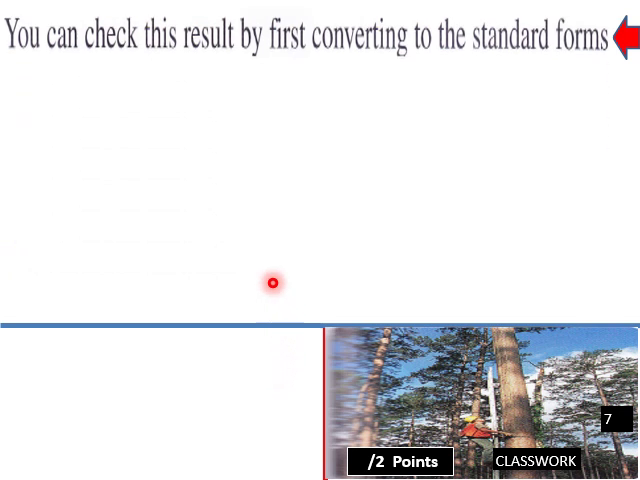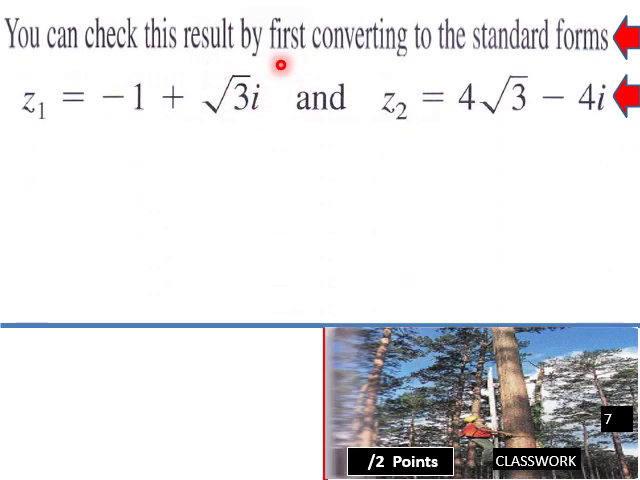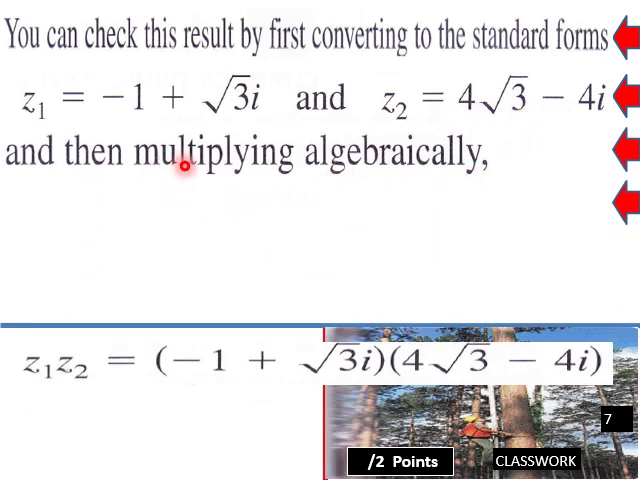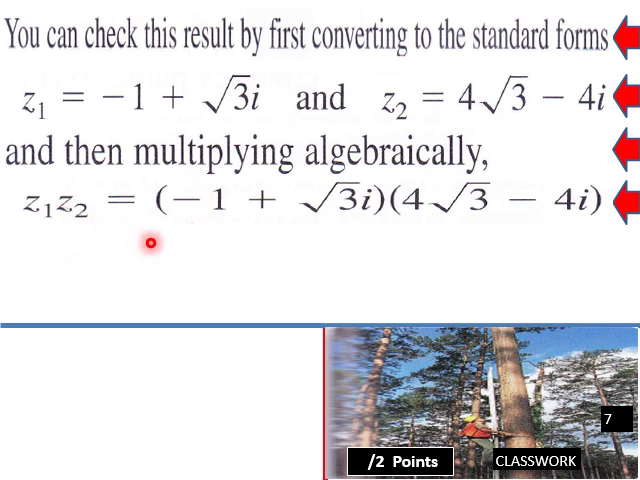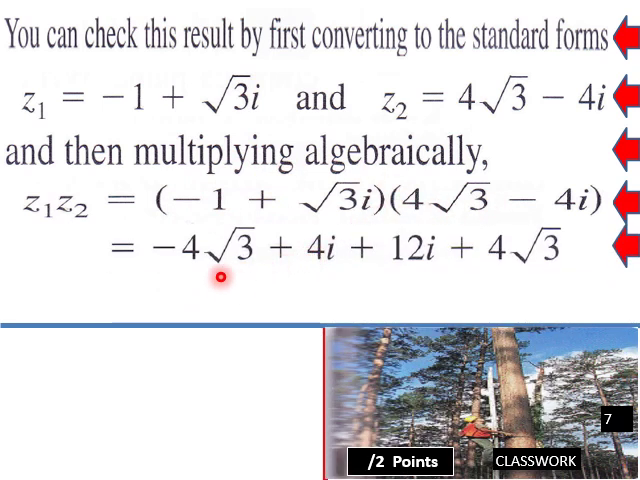So, knowing that, you can check this result by first converting to the standard forms. So Z1, when we convert this over, we get negative 1 plus radical 3 i, and Z2 is 4 times radical 3 minus 4i. And then multiplying algebraically, we get Z1 Z2. When we multiply these two binomials and FOIL them out, we get negative 4 times radical 3 plus 4i plus 12i plus 4 times radical 3. We combine like terms and it comes out to 16i. So when we check it algebraically, it checks with our trigonometric form.